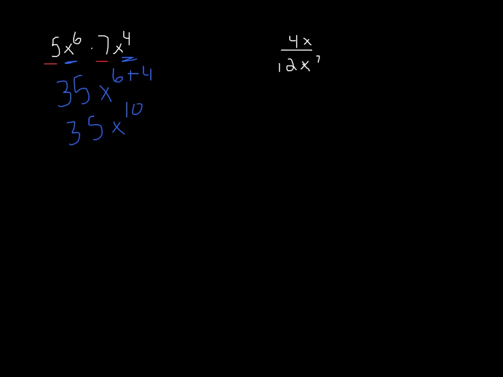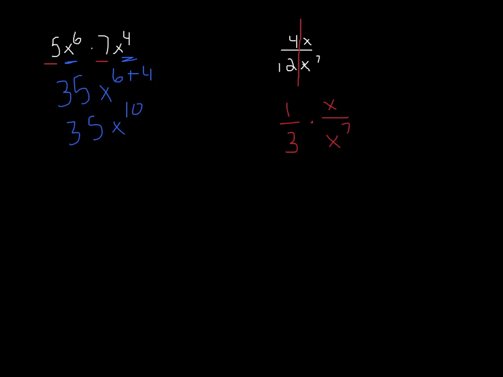Okay, and the last one, now we're doing division. Okay, so the easiest way actually when you have numbers in them is just treat it like a fraction. So I actually like to kind of divide it down there. So 4 over 12 is going to reduce, right? So divide them by 4. You've got 1 over 3 is the number part. And then the other part, you've got x over x to the 7th.